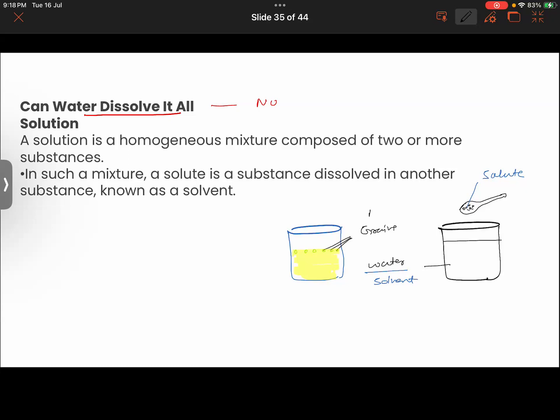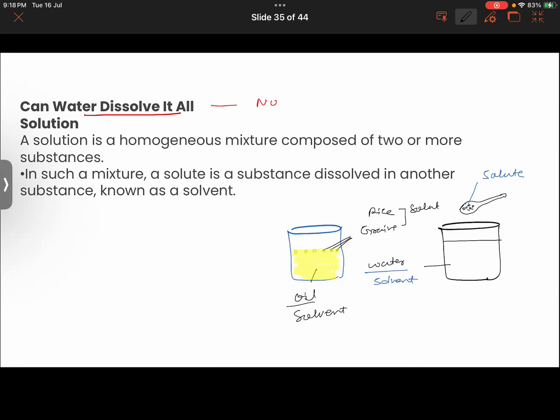See, for example, we have taken grains of rice. So here in this mixture, the oil is the solvent and the rice grains are the solute. Oil is the solvent while the rice grains are the solute. Getting it, Halima and Ira?